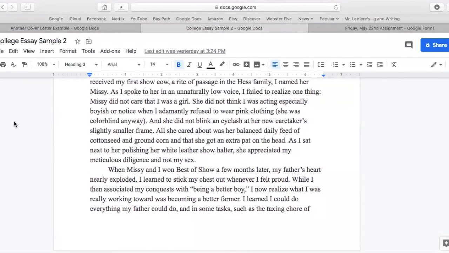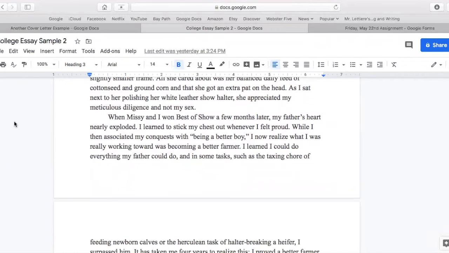All she cared about was her balanced daily feed of cottonseed and ground corn, and that she got an extra pat on the head. As I sat next to her, polishing her white leather show halter, she appreciated my meticulous diligence and not my sex. When Missy and I won Best of Show a few months later, my father's heart nearly exploded. I learned to stick my chest out whenever I felt proud. When I then associated my conquests with being a better boy, I now realized what I was really working towards was becoming a better farmer.